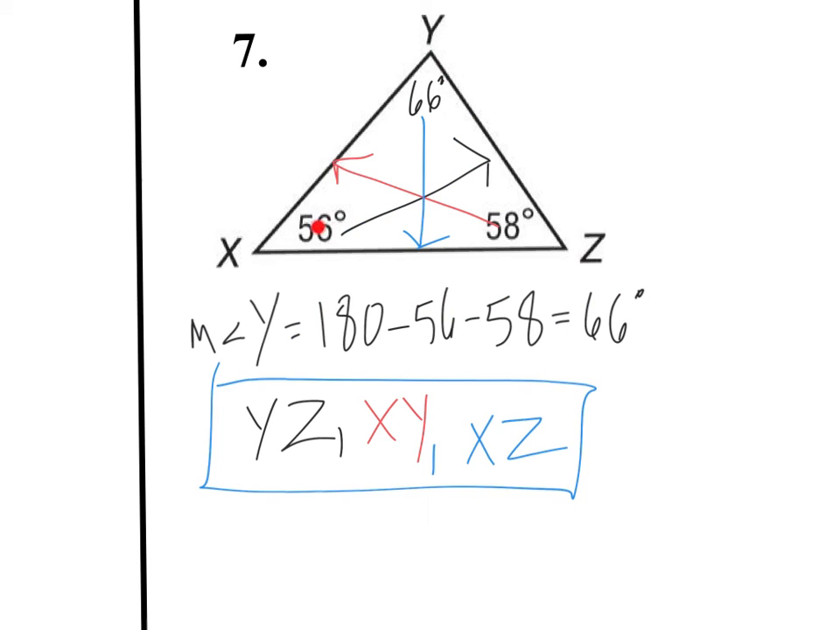So this one, we were given 56 and 58, so I just needed to figure out what angle Y was. You know that the sum of the angles in a triangle add up to 180 degrees. So just subtract those from 180, and then I got 66. So that's how I knew what angle Y was. And then 66 is the largest angle, and 56 would be the smallest. 58 would be in the middle. So the side opposite of 56 is YZ. The side opposite of 58 is XY, and the side opposite of 66 is XZ. So that's how I got these three answers right there.